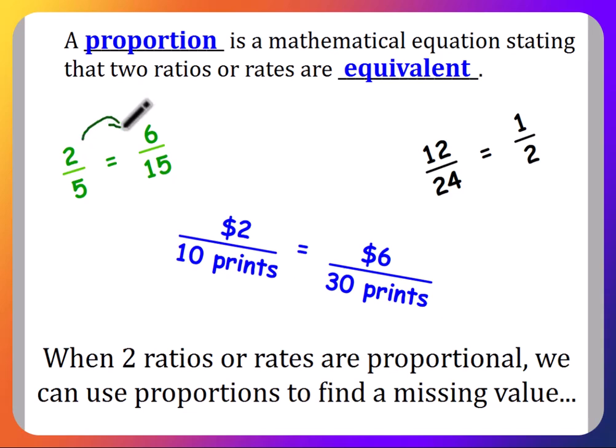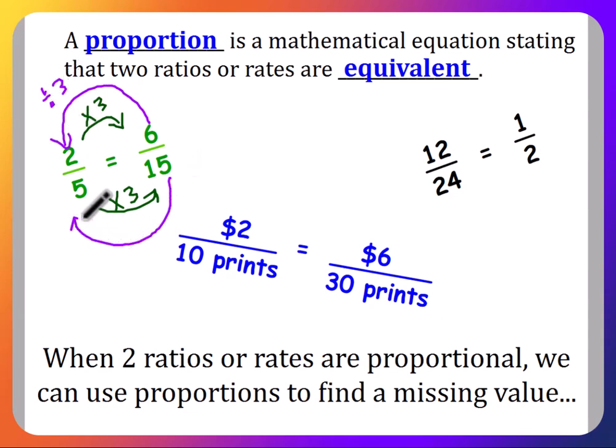Well, we can multiply 2 by a scale factor of 3 to make 6, and when we multiply 5 by the same scale factor, we get 15. That's one way. Another way is you could simplify the 6 into a 2 by dividing by 3. And you could do the same thing with the 15, divide it by 3, and you get the 5. These are equivalent.